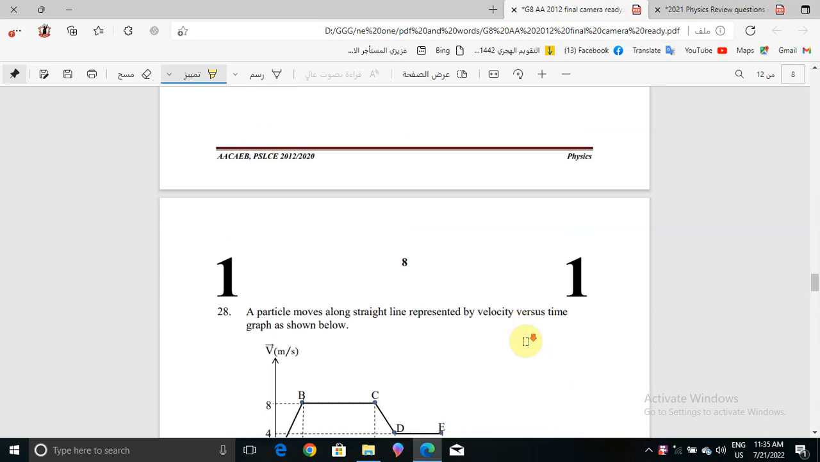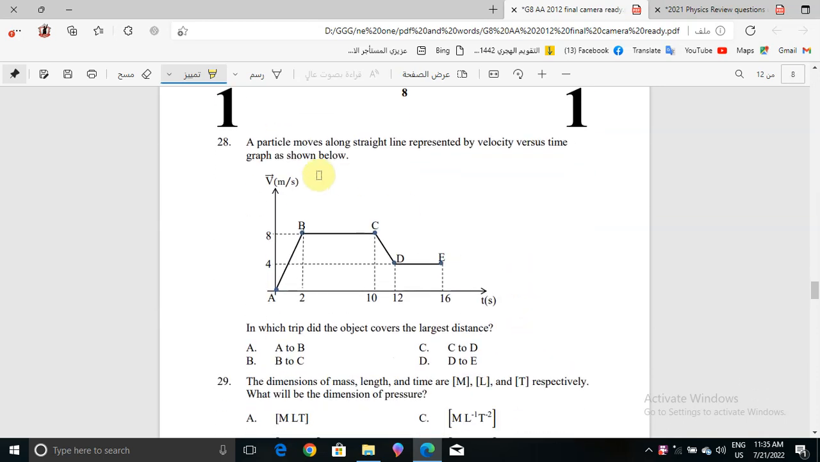Now in question number 28, a particle moves along a straight line represented by the velocity versus time graph as shown below here. In which trip did the object cover the largest distance? It will be from A to B, or from B to C, or from C to D, or from D to E. The trip that covers the largest distance will be from B to C. So the correct answer for question number 28 will be choice B.